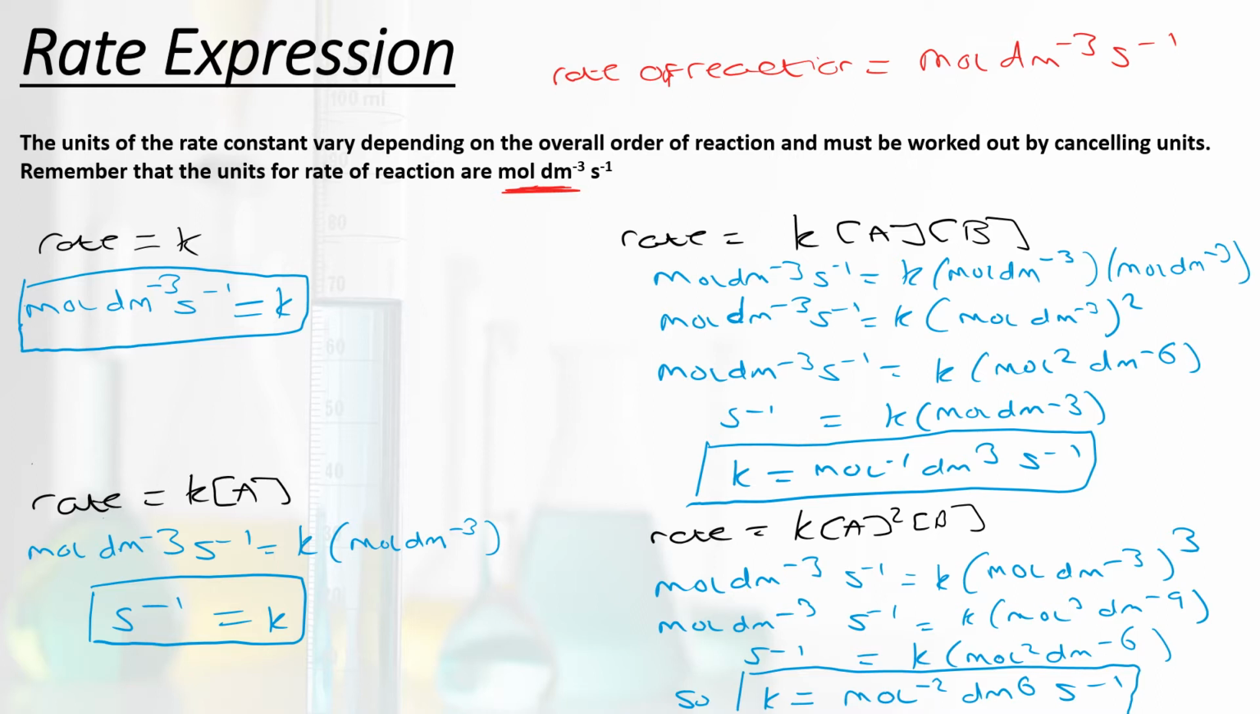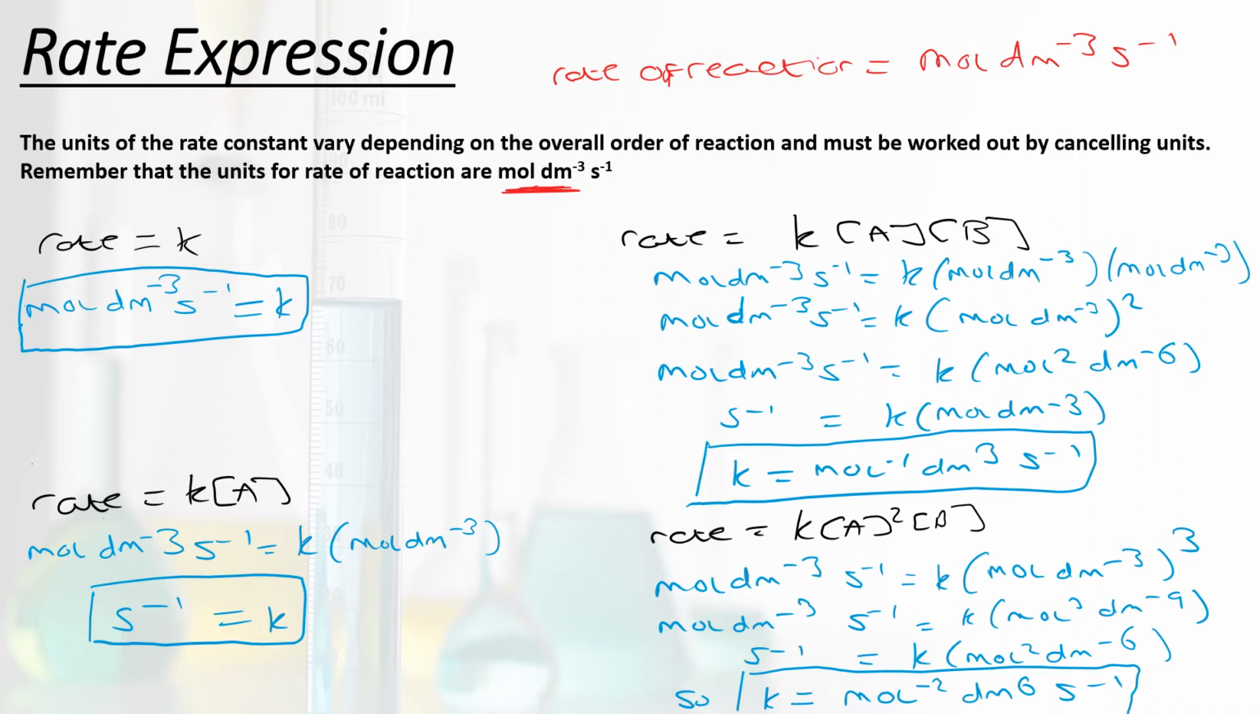The key thing to remember is that the units of the rate of reaction are mole per decimeter cubed per second, and that our concentrations are always in moles per decimeter cubed. So, for example, let's first take a rate equation of the form rate equals k. Very simple. We know that our rate is mole per decimeter cubed per second, and because there's nothing else on the right-hand side, k must have the units of moles per decimeter cubed per second.